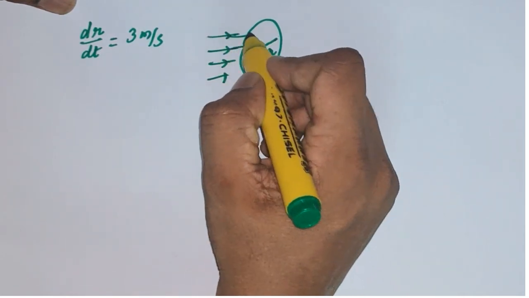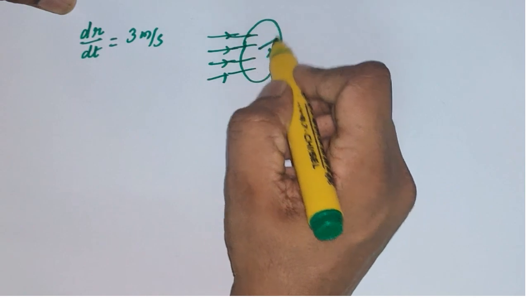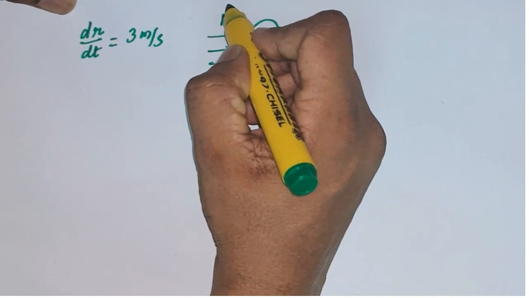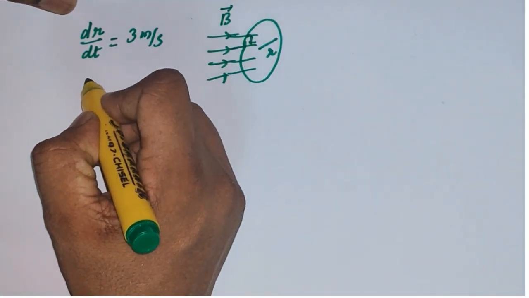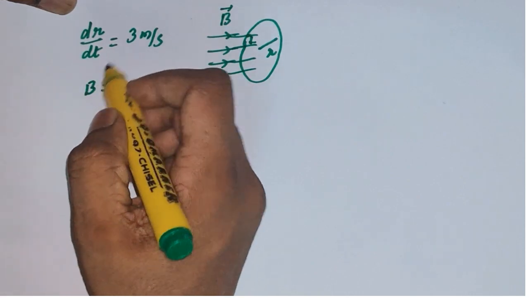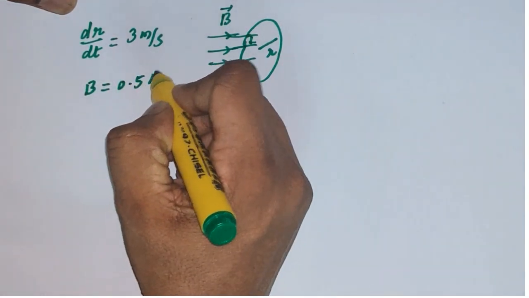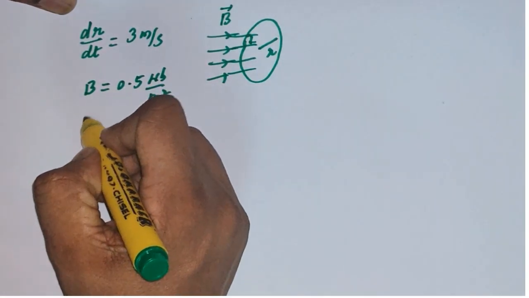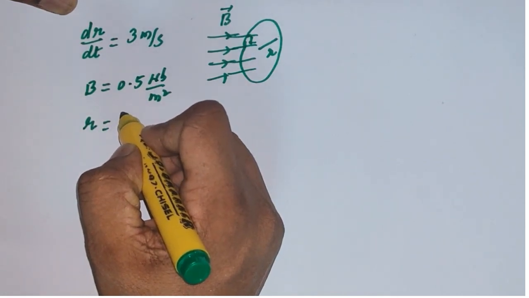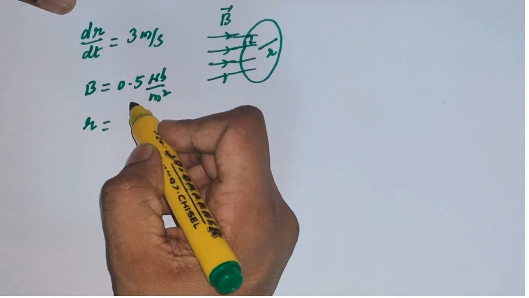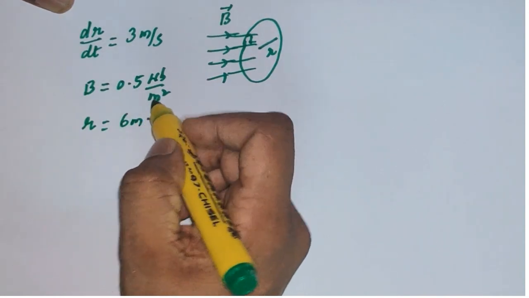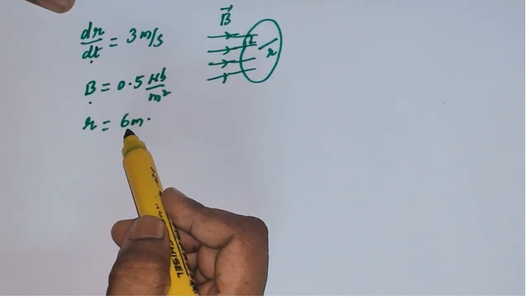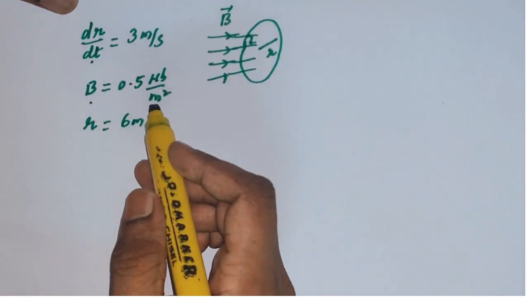That means the angle between the area vector of the loop and the field lines is perpendicular. This is the magnetic field direction. The magnetic field strength is given as 0.5 Weber per meter square, and when the radius of the loop is 6 meter, they are asking for the magnitude of the induced EMF. These are the given quantities: rate of change of radius, B, and the radius 6 meter. What is the induced EMF?